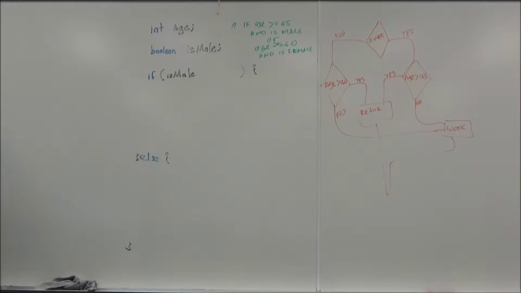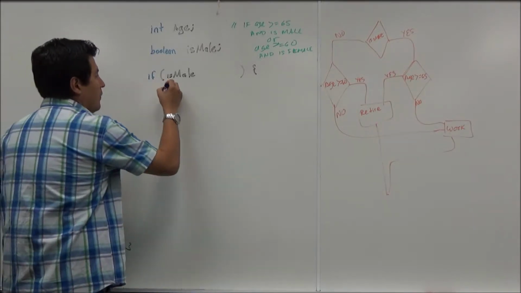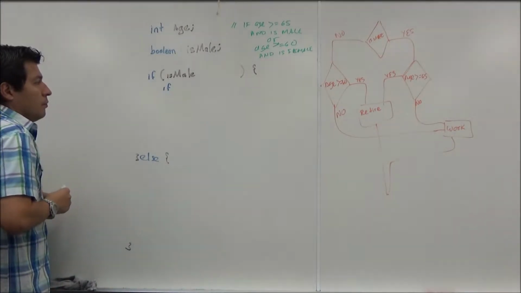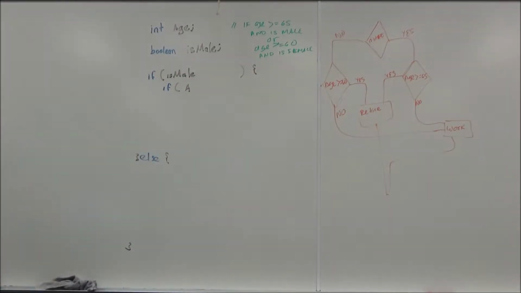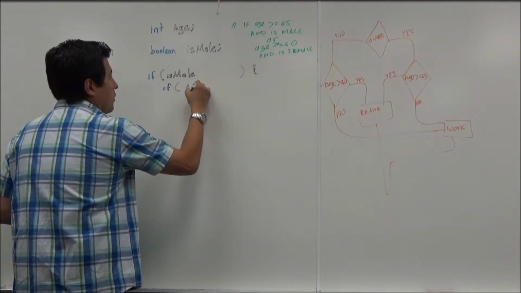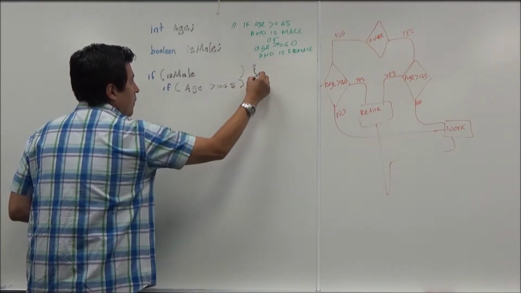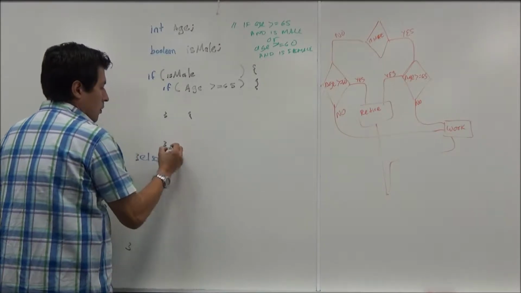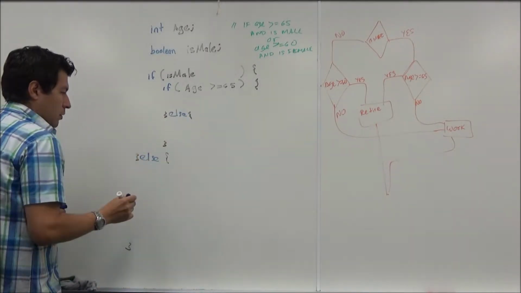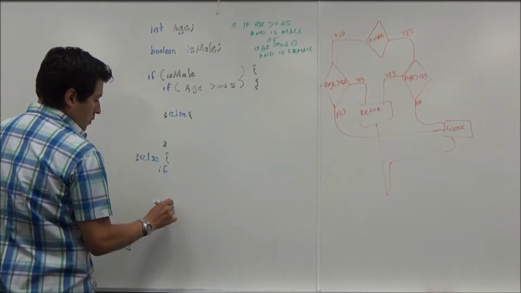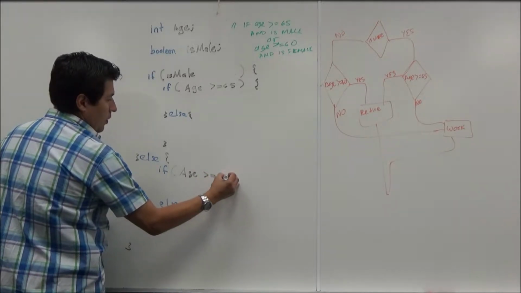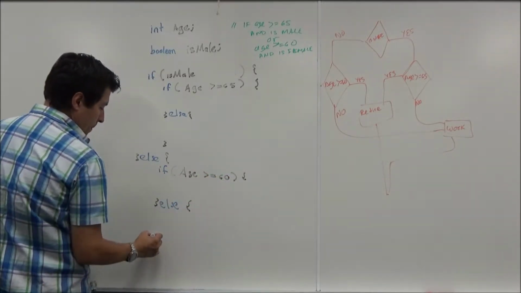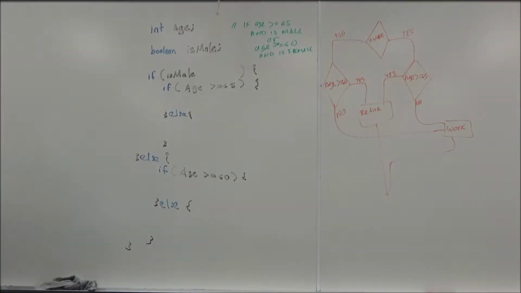Am I going too fast? Alright, so you can do an embedded if statement, what we call it. And then we can say if the age is greater or equal than 65, we do something. And here we have an else. And here we can ask age greater or equal than 60. So that's technically correct there.